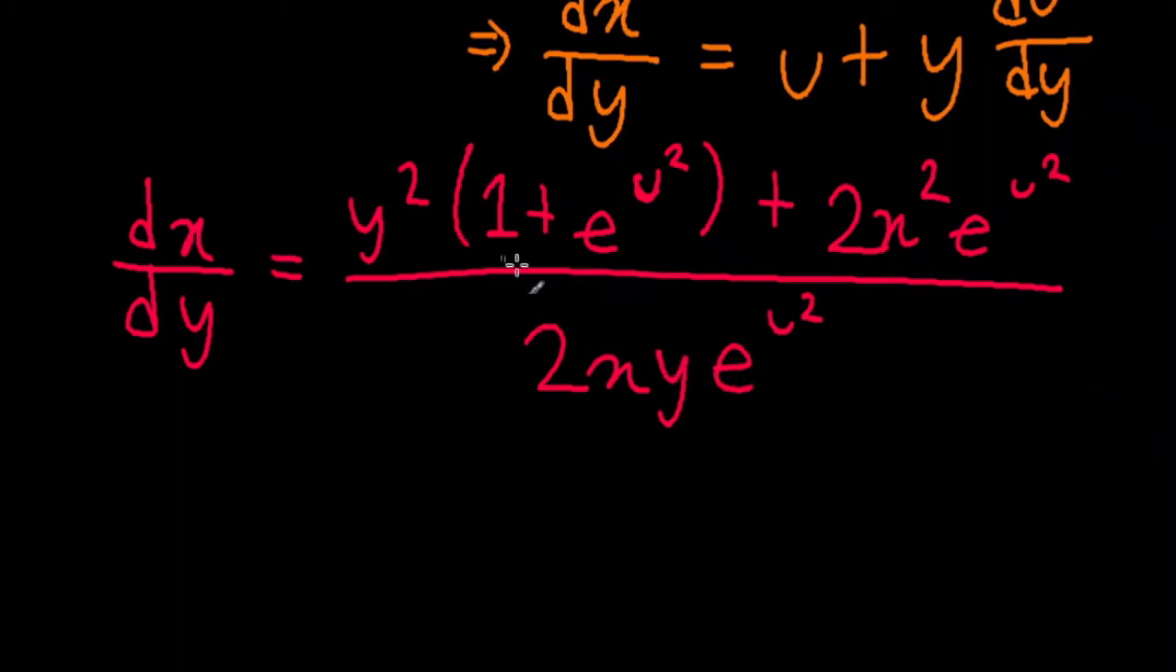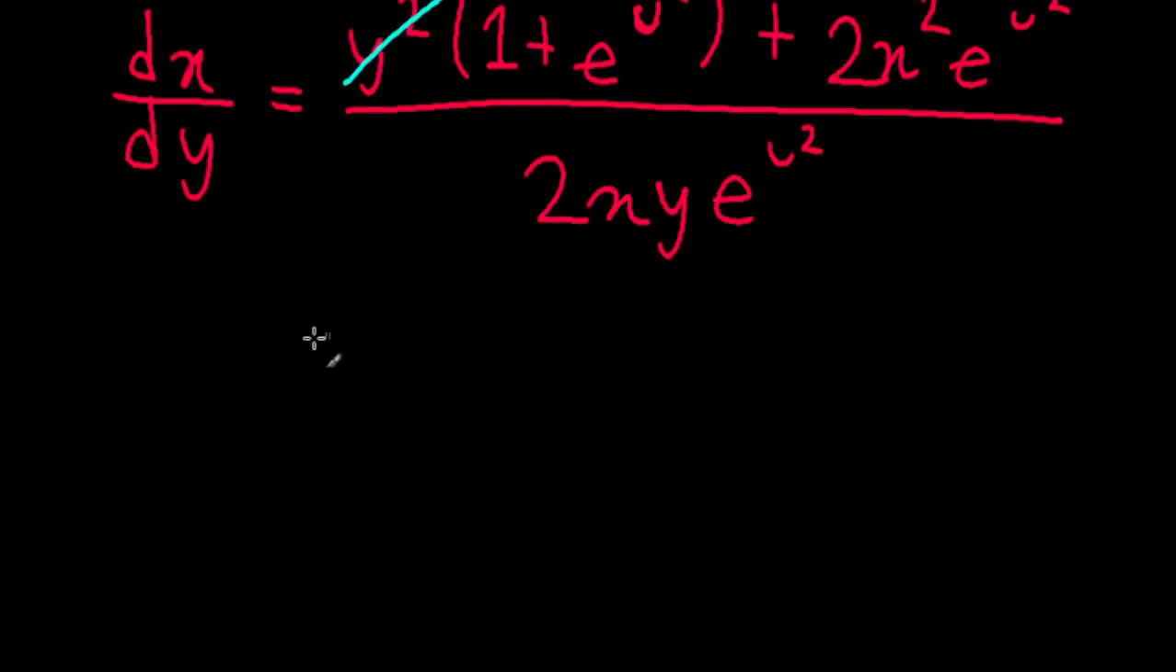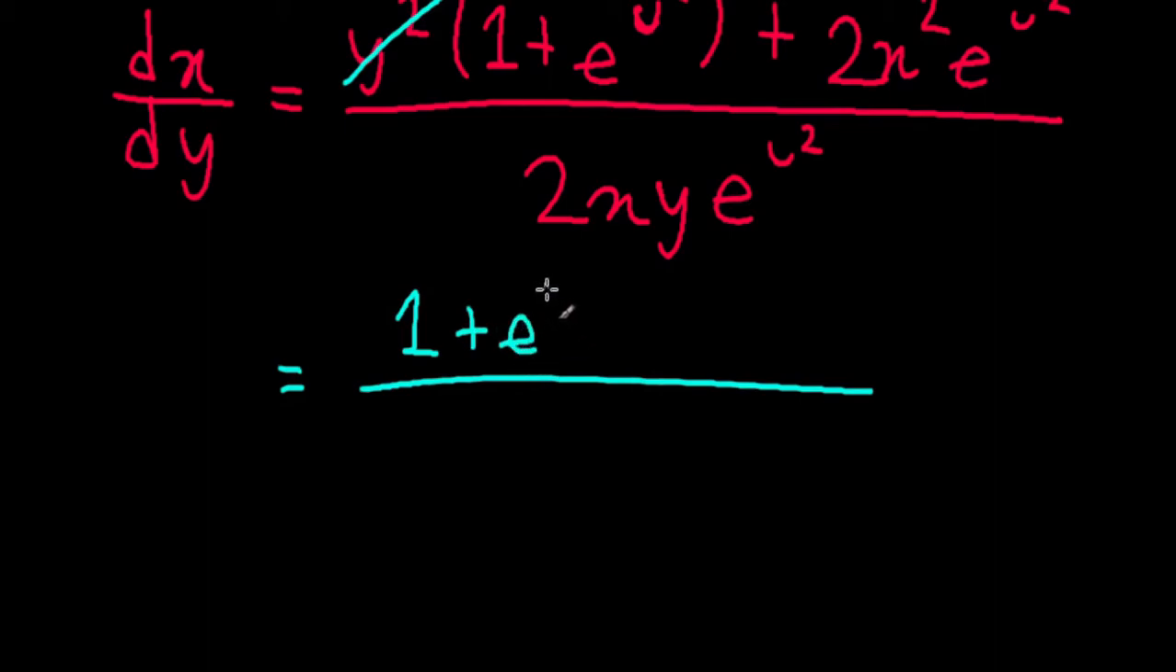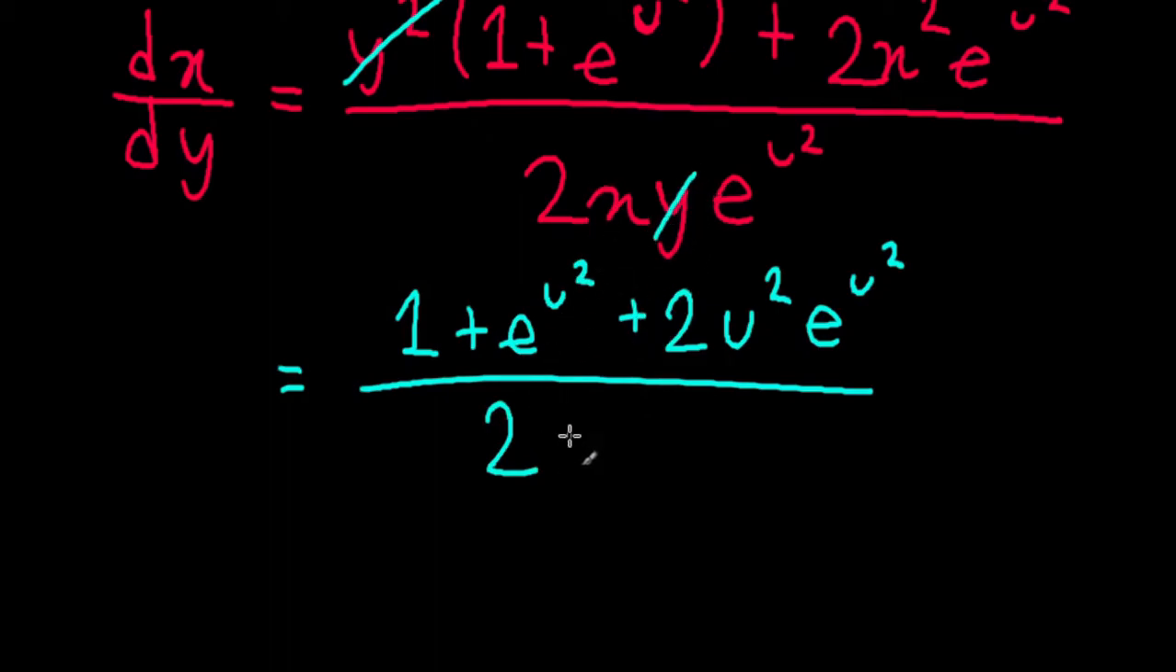So what we are going to do is divide both the numerator and denominator by y squared. So this is going to go out, x squared by y squared, this is x by y whole squared. What we're going to have here is 1 plus e to the power u squared, plus 2 multiplied by x by y whole squared. That's basically x by y is u, so that's u squared to the power this. So you have that, and then you have 2. This cancels out. You have x by y, so u e to the power u squared.